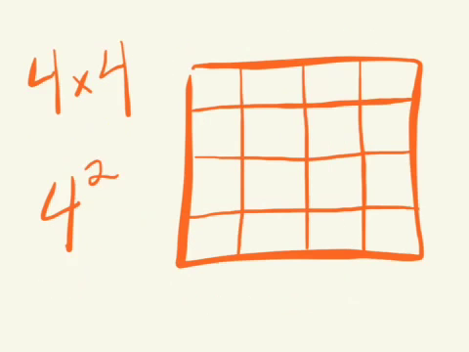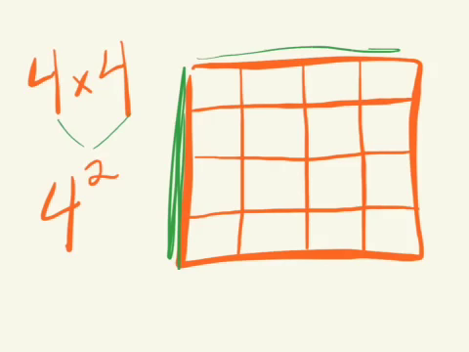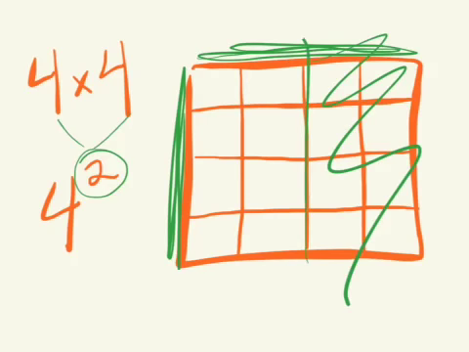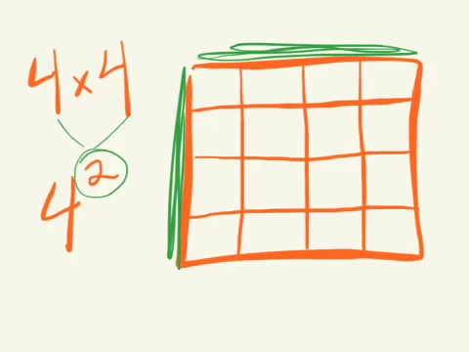Let's draw that. So here's 4 times 4. We have 4 and we see it twice. We've got 4 here and we have 4 here. So that's what that squared means. It does not mean 4 times 2. 4 times 2 wouldn't even have any of this. 4 times 2 would be that. Well, we don't want that. We want 4 times 4. Twice we have 4 by itself.